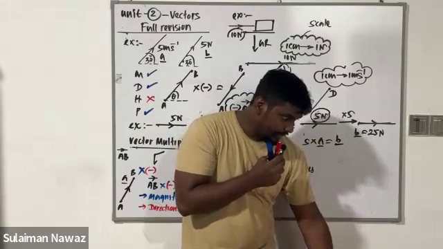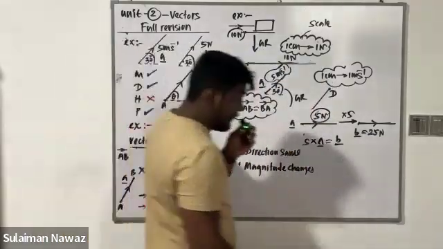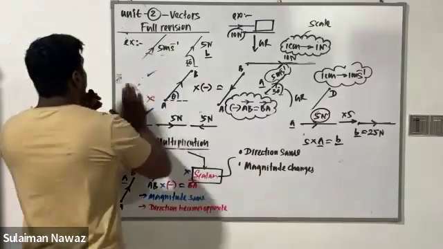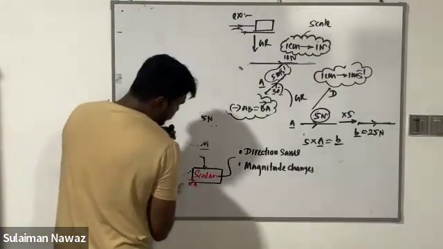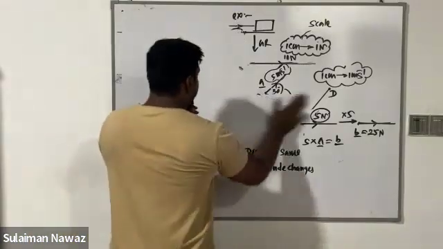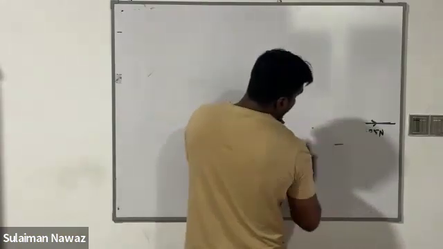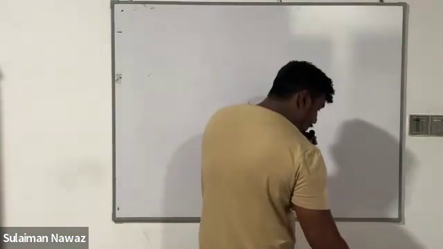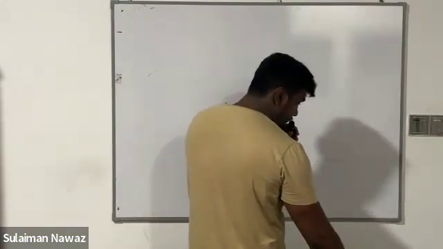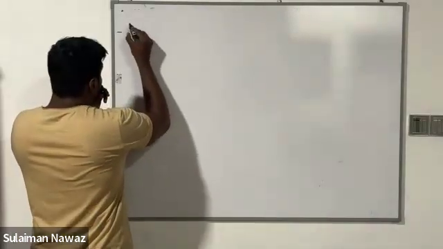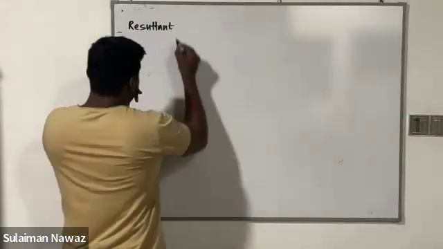Right. So then you know the resultant vector. Now I erase this. Now we'll talk about the resultant vector. I can explain it like this.